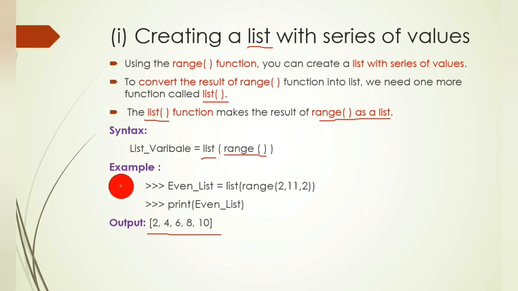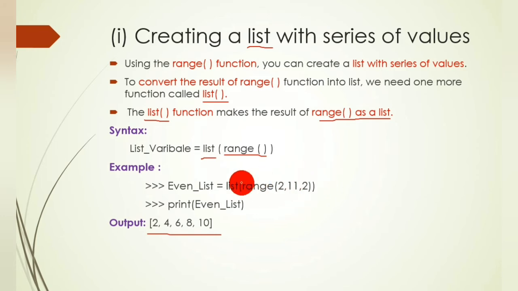Okay. Now you can see the example. even_list is equal to list(range(2, 11, 2)). Here the start value is 2, the end value is 11 and then the step value, that is your interval, is 2. So here we are going to increment the value 2 by 2. Okay, the initial value is 2. So it generates the values 2, 4, 6, 8, 10 like that.